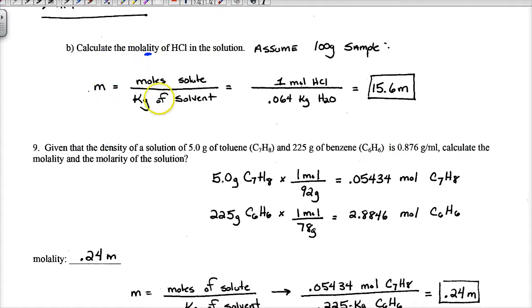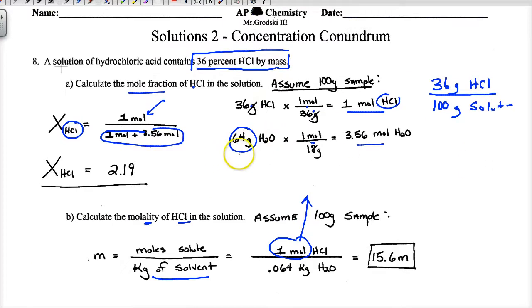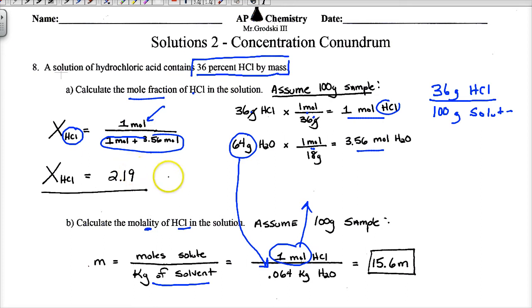Okay, so M is moles of solute per liter of solution, and molality is the moles that we have, which is, again, for HCl, we figured from above it was 1 mole, and of course, it's kilograms of solvent. Our solvent is water. So from the above question, 64 grams is converted to kilograms, and we get 15.6 molal out. Again, pretty significant.